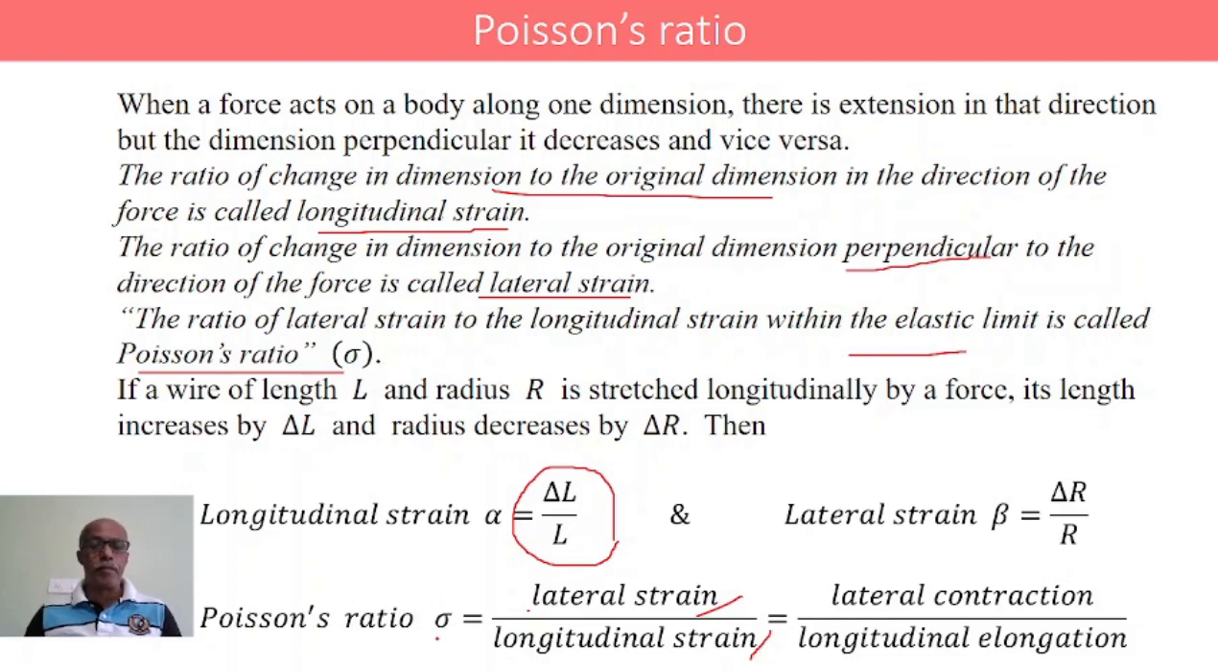Poisson's ratio is represented by the symbol sigma, that is equal to lateral strain by longitudinal strain, or lateral contraction by longitudinal elongation. This is about Poisson's ratio.